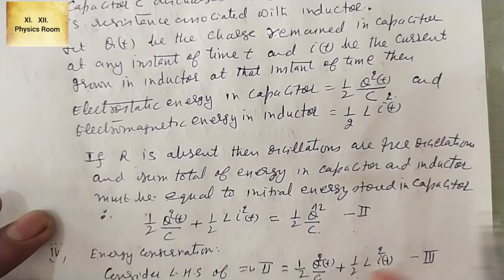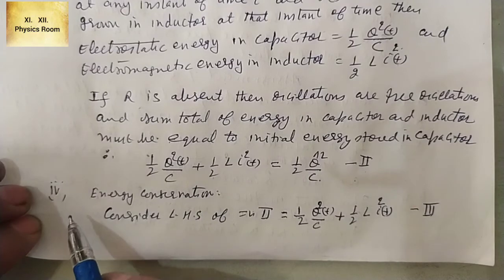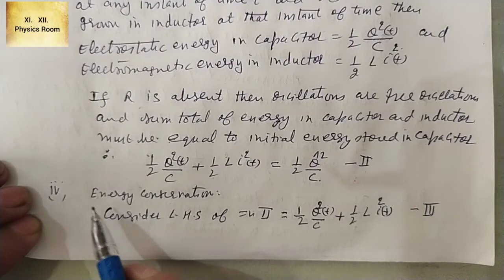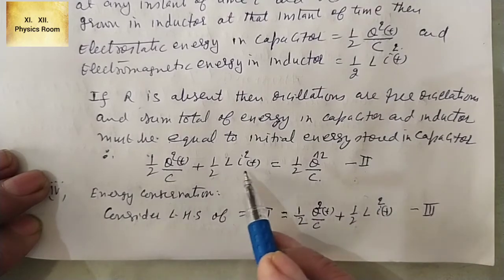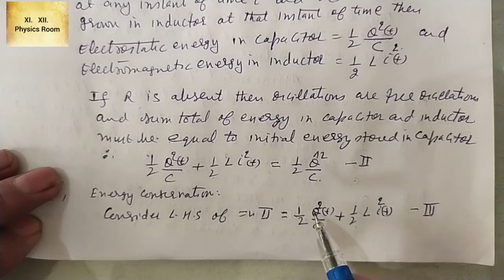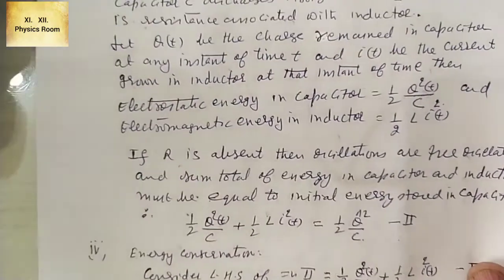Now, energy conservation. Next part, we have to talk of energy conservation. Now consider left hand side of equation 2. This is the left hand side of equation 2, half Q square t by C plus half L I square t. Let us mark it as equation number 3.